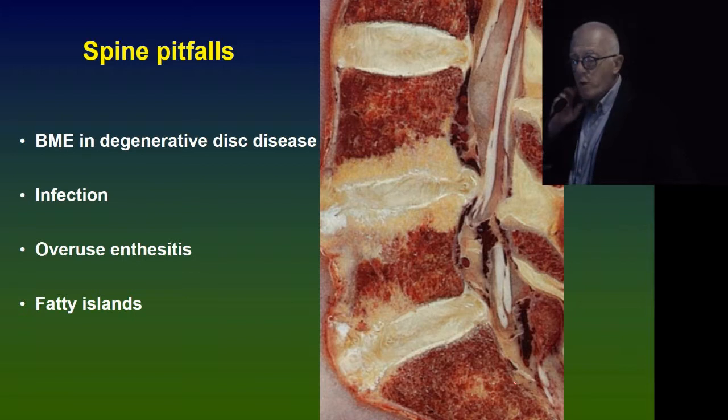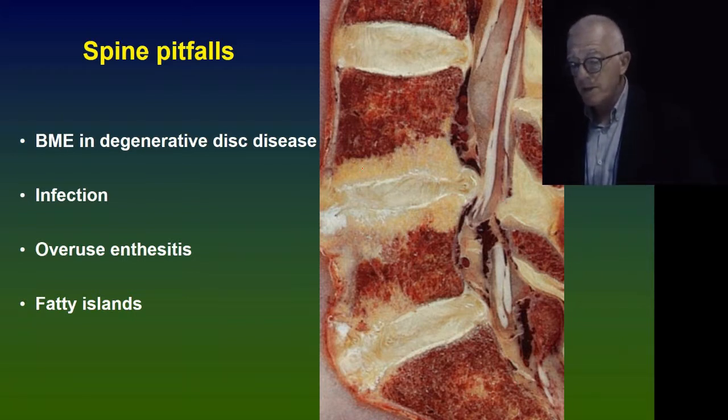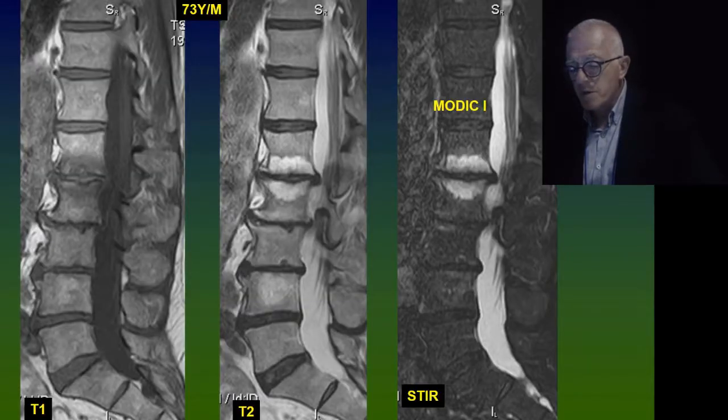So in the spine we may have some pitfalls, for instance the well-known Modic changes. Here you see in a macroscopic specimen that we have fatty infiltration at the end plates and in the marrow just beneath the end plates. This is the Modic change type 2. We may have also fatty islands or overuse enthesitis.